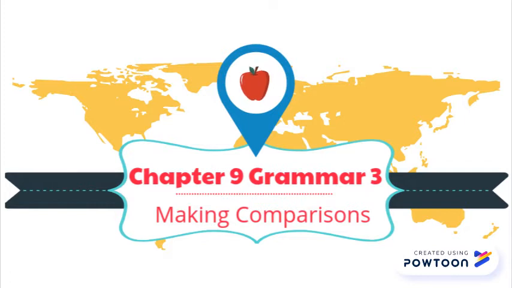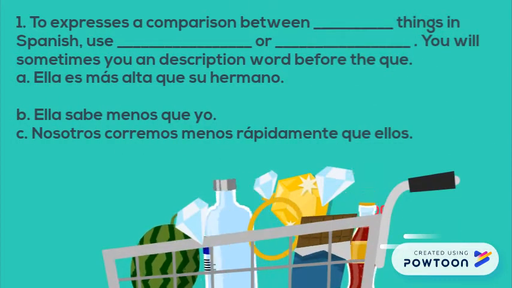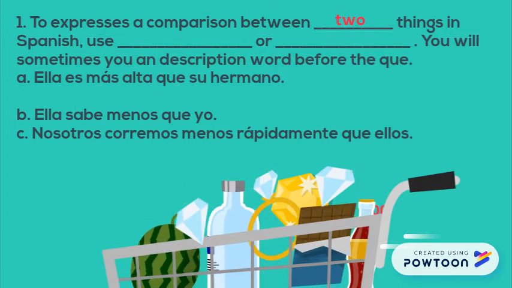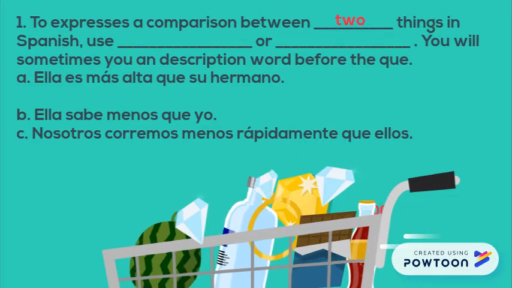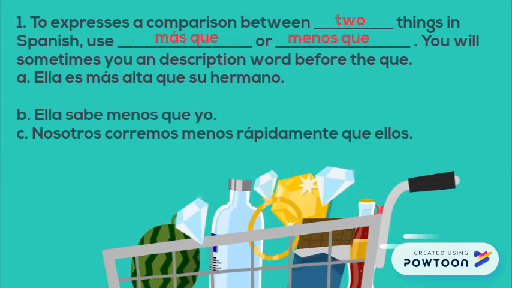Okay, today we're going to talk about comparing things. So first of all, we're going to talk about if you want to compare two different things, and grammatically that's called the comparative form. And in English, we often do this by adding ER to a description word. So from taking it from tall to taller.